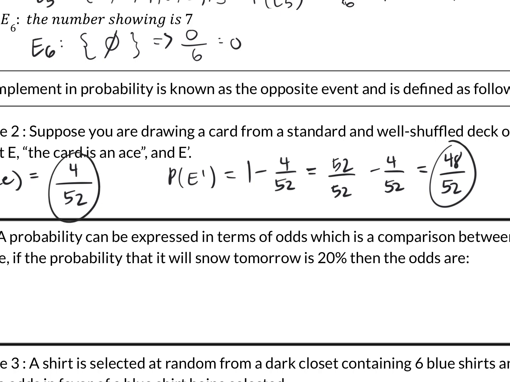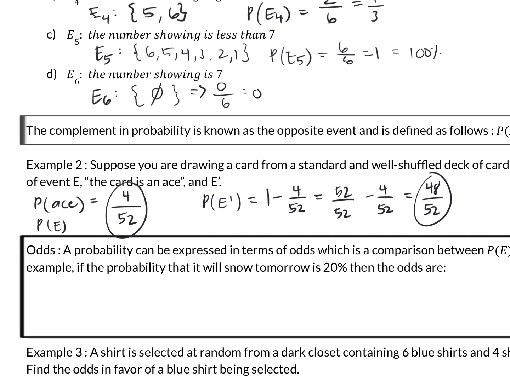So, because they just said the event that we were looking at here, we're just calling that the event E, and the event that we're looking at is the card is an ace. So we're looking at the probability of the card being an ace, and then we're looking at the probability of the card basically not being an ace. That's what the complement here means.